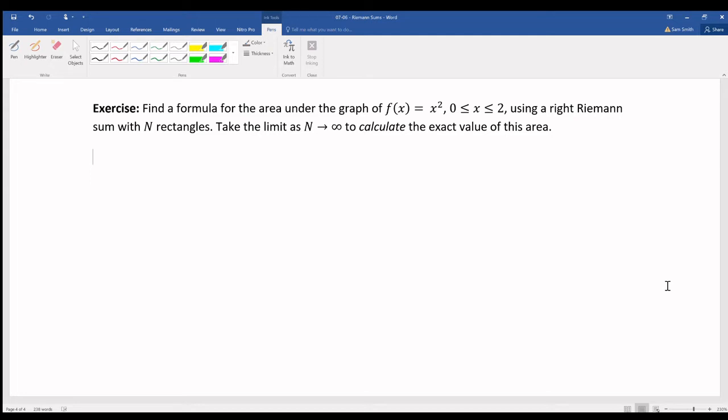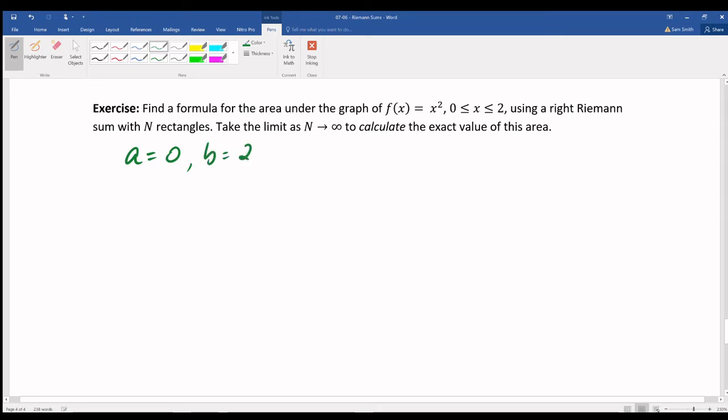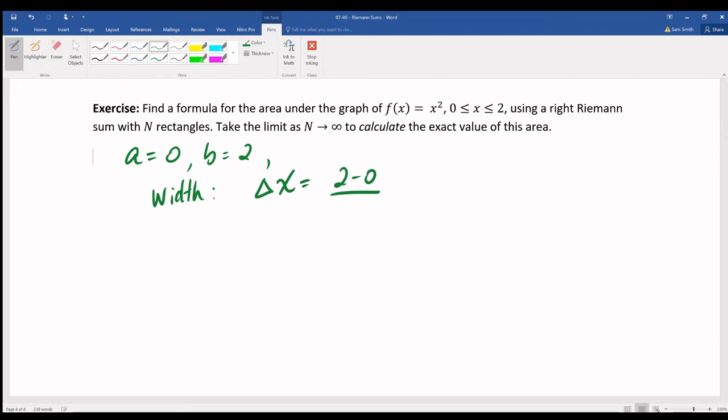Now the process starts the same as it does before. Try and identify the values of A and B that we're dealing with, and then use that to identify the width of each of our rectangles. Delta x is equal to 2 minus 0 over the number of rectangles that we have. Now, unfortunately for us, the number of rectangles is a variable. So we'll have to leave delta x in the form 2 divided by capital N.